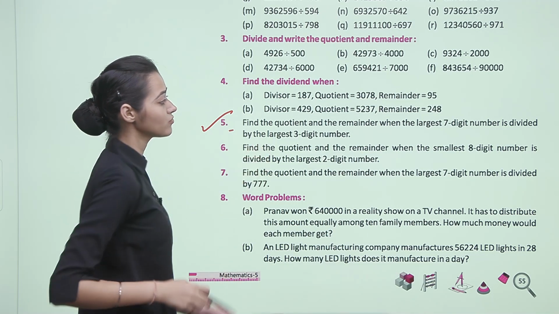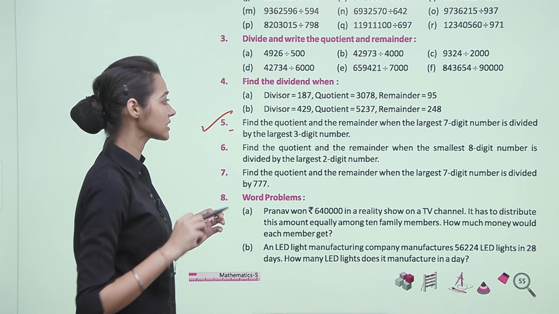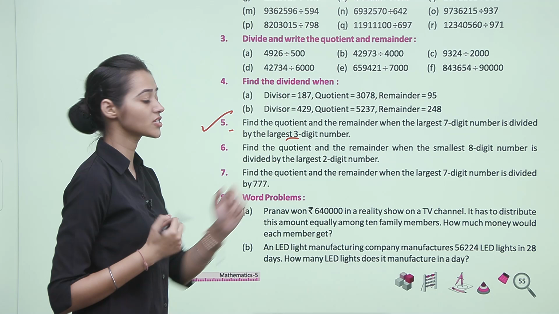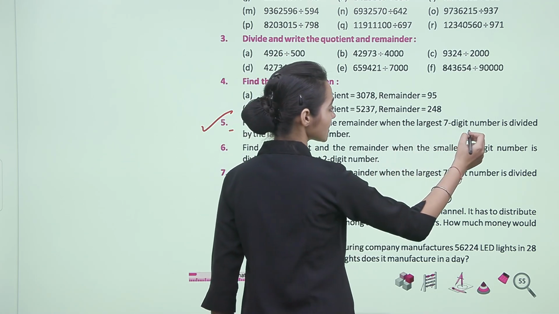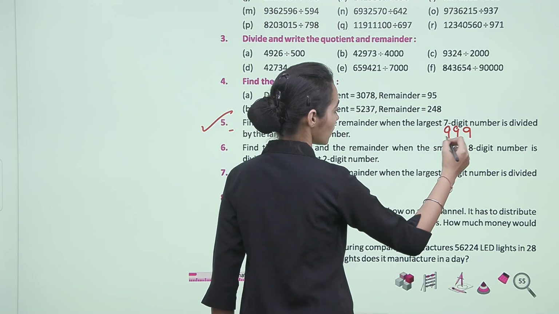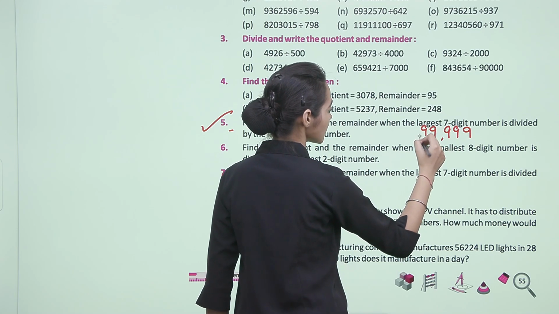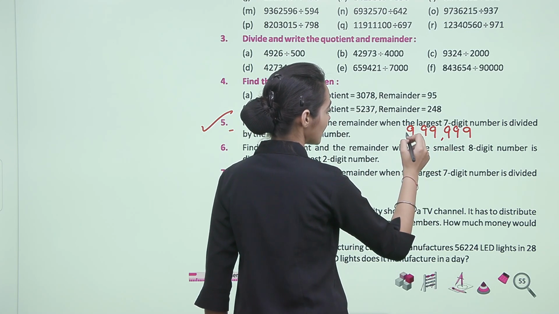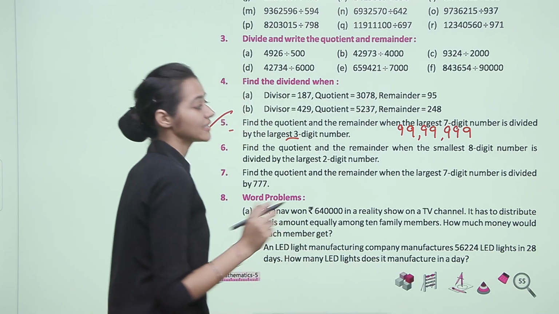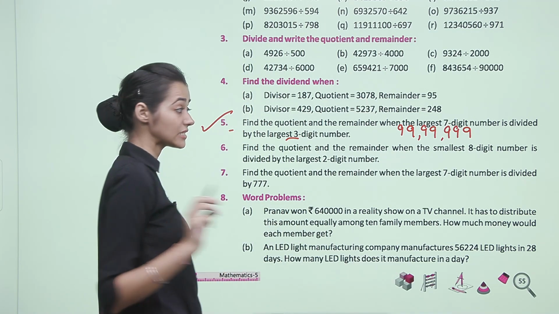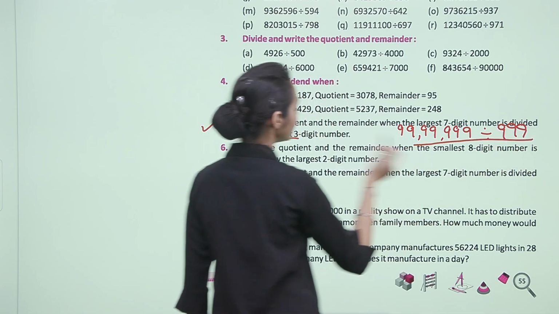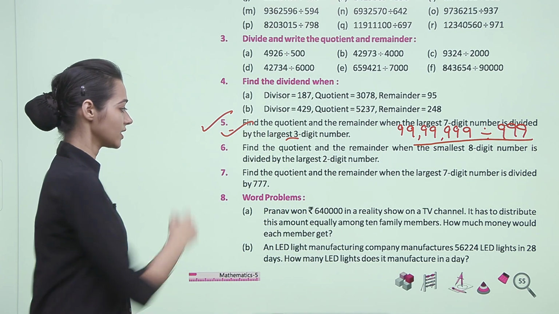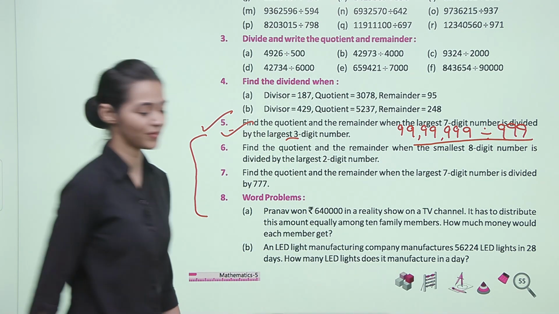Now next, we have to find the quotient and remainder when the largest 7-digit number is divided by the largest 3-digit number. That means we have to divide the largest 7-digit number, with places ones, tens, hundreds, thousands, ten thousands, lakh, ten lakh. That means 99,99,999 is divided by 999. You have to find the answer here. That's how you can complete the remaining part.